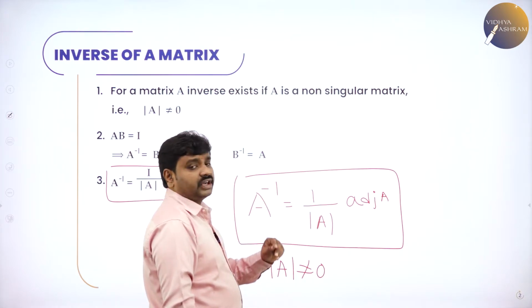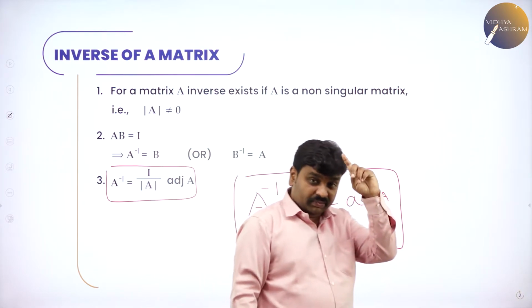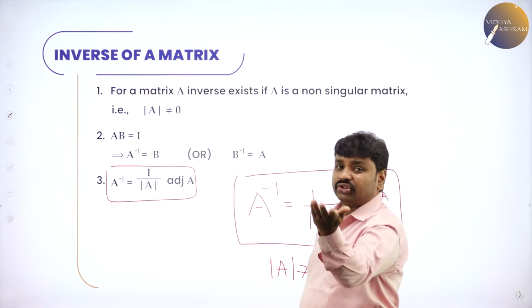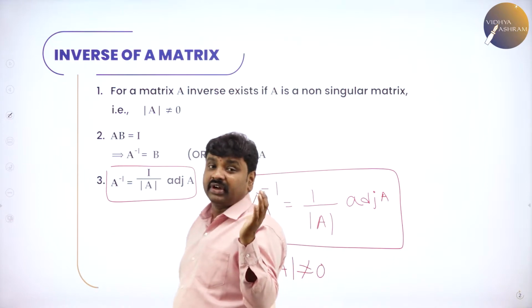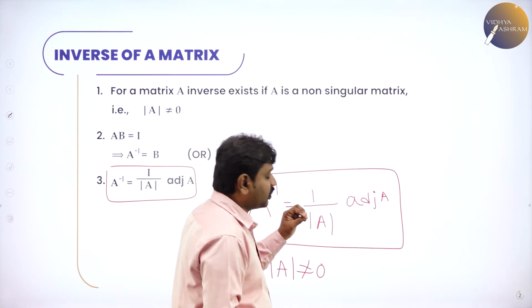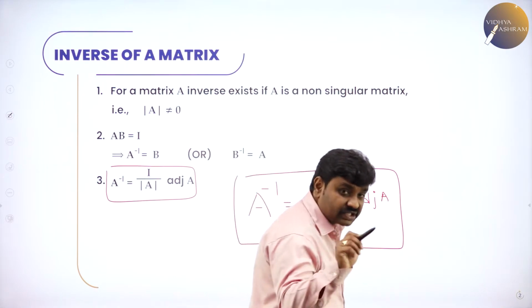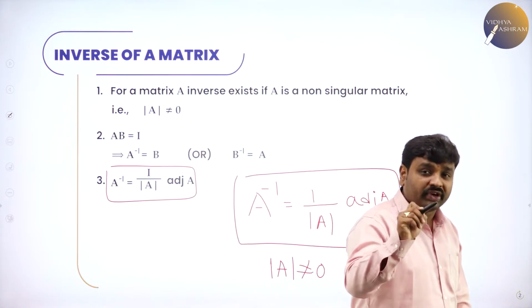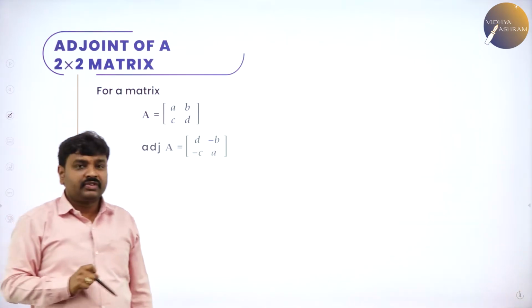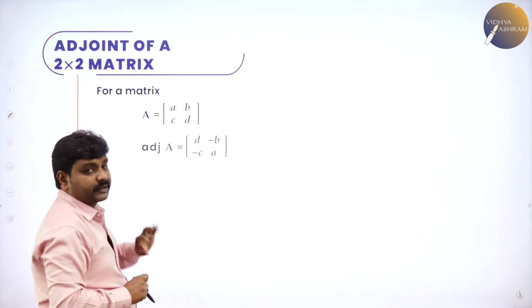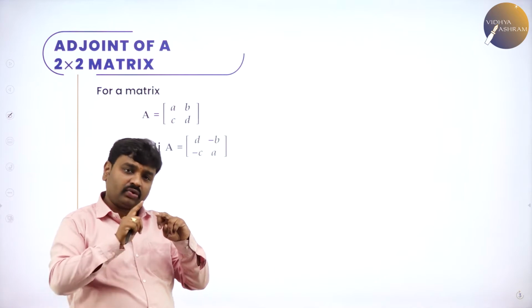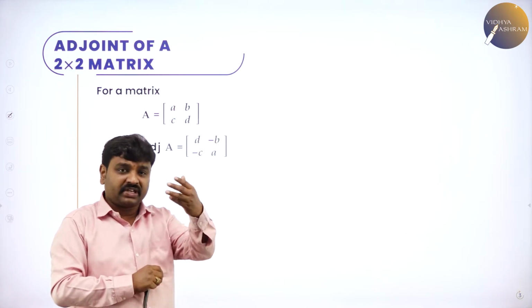Now how to find the adjoint? To find the adjoint we need to find the minor, then we need to find the cofactor, then we need to go for the adjoint. But for 2 cross 2, in spite of finding minor, cofactor and adjoint, directly we can go for the adjoint. So in today's session I will be explaining how to find the inverse for 2 cross 2. First I will teach you how to find the adjoint. To find the adjoint, I told you the long method: first find the minor, then find the cofactor. That's what I will be demonstrating in my next session.